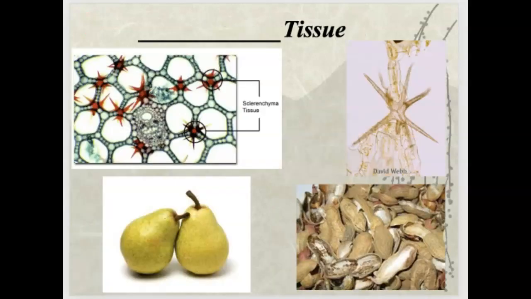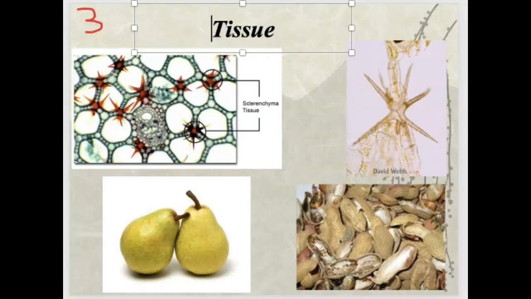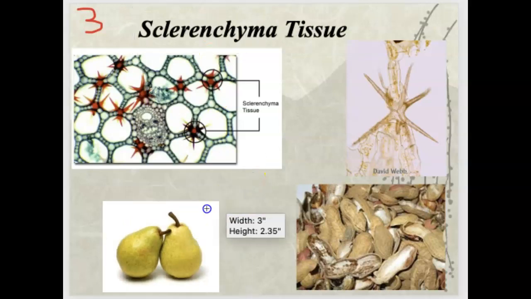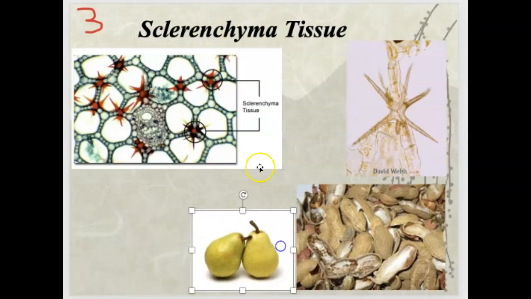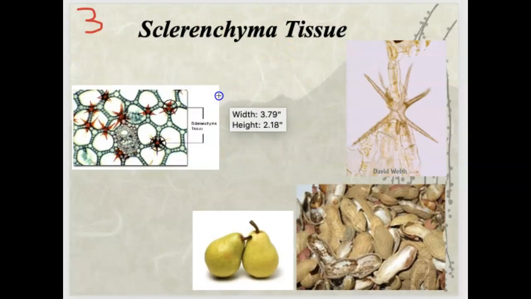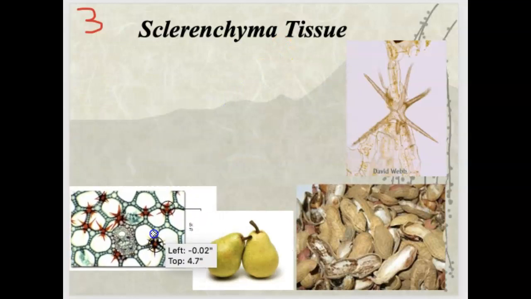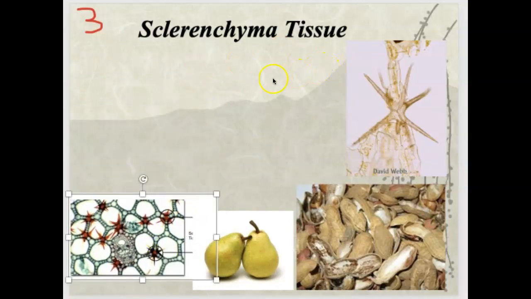And then number three, our third tissue type here. This is going to be what we call sclerenchyma. So sclerenchyma tissue. If you guys have a pear, grab one. If you have peanuts, start cracking open some of those guys.